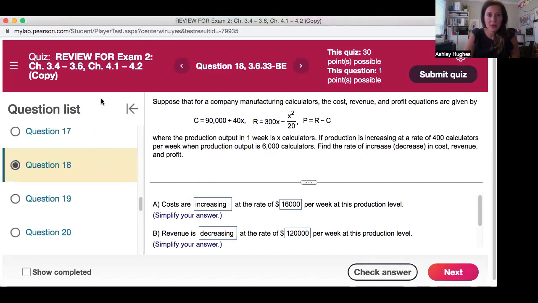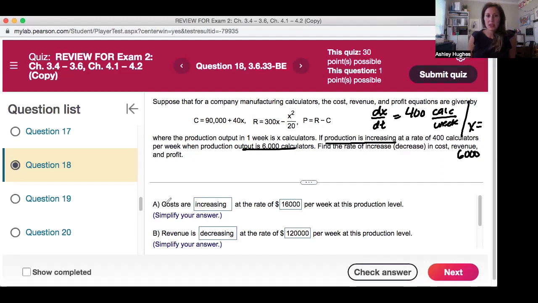So this is a related rates type question where we need to write down our given information and take derivatives. It says production is increasing at 400 calculators per week. So that's saying dx/dt equals 400 calculators per week, because x represents the number of calculators per week. And then it says when the production is 6,000, so this is when x is equal to 6,000. Find how the costs are changing. That means we've got to take the derivative.